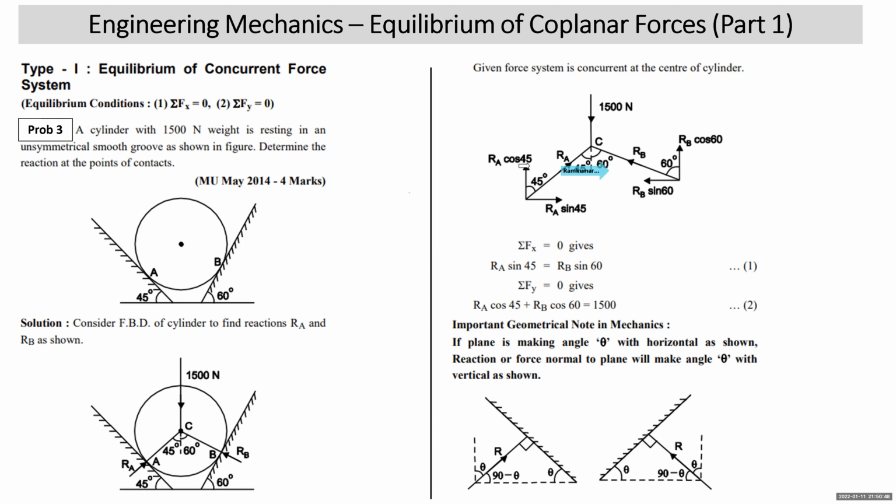Now we have resolved it. This is RA cos 45, RA sin 45. Adjacent is cos, other is sin. Similarly, RB cos 60 and RB sin 60. We apply sigma Fx equal to 0. Forces towards the right: RA sin 45 is equal to RB sin 60. Sigma Fy is equal to 0. Upward forces are equal to downward forces. Upward forces RA cos 45 plus RB cos 60 is equal to 1500. If you solve these two simultaneous equations, you will get the values of RA and RB. The most important thing we have learned in this problem, as this geometrical note shows, is that if the plane is making angle theta with the horizontal, any force or reaction normal to the plane will make angle theta with the vertical.